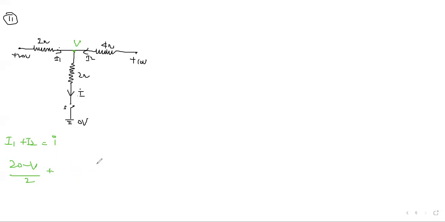So let me change. This is 10 minus V by 4, all equal to V minus 0 by 2. So you want to simplify this. So let's multiply this complete equation by 4. 4 you multiply, that becomes 40 minus 2V, and this becomes 10 minus V, this becomes 2V. Correct?